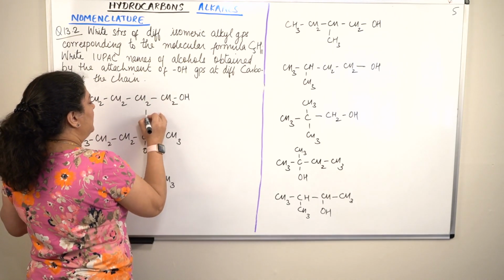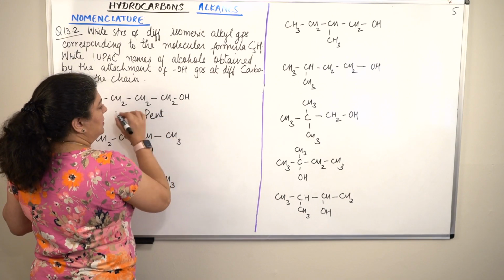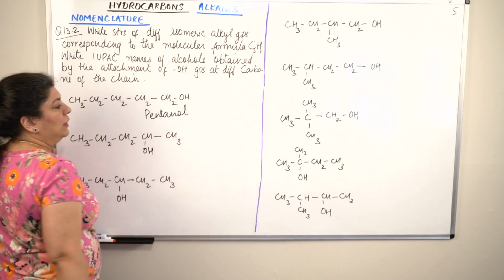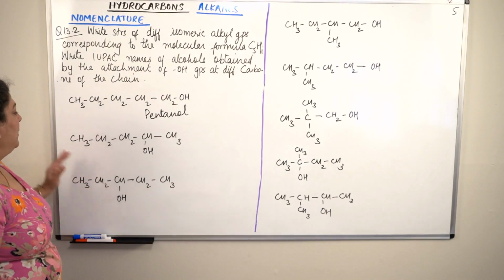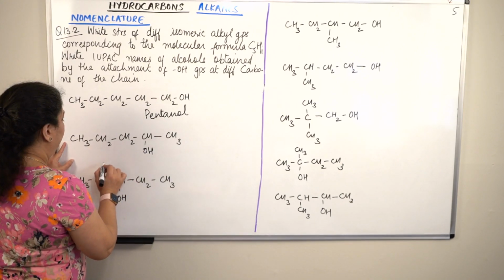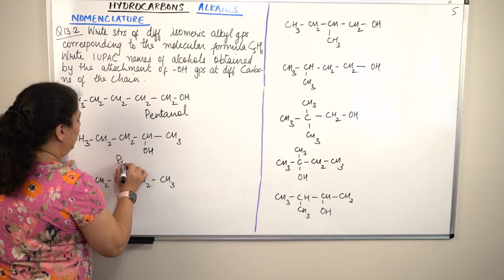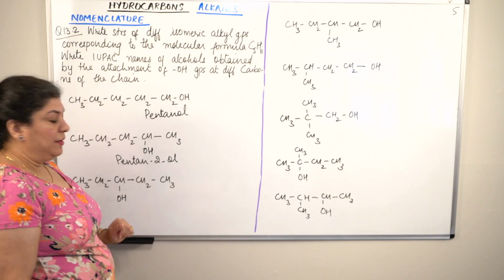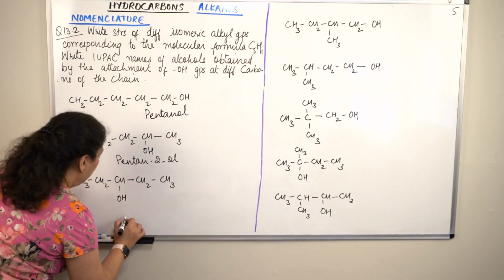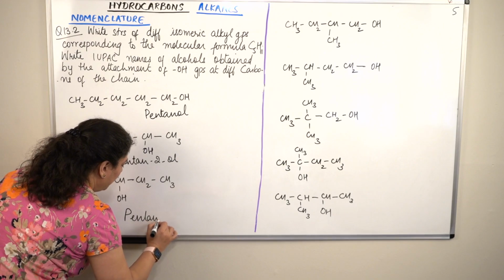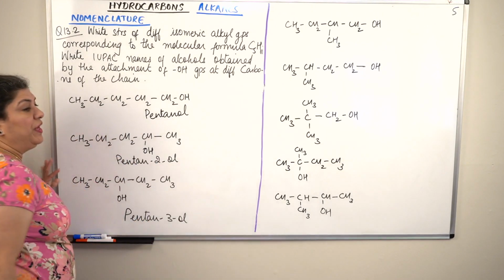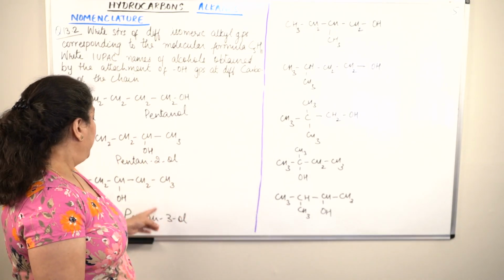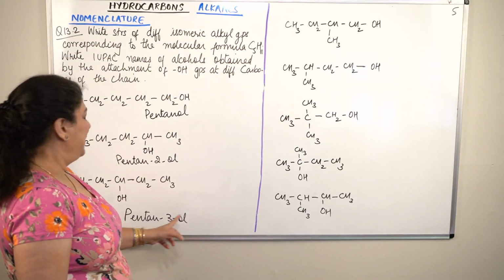So there are 5 carbons, so it is pent. It is saturated, so it is an. There is an alcoholic group, so it ends in ol. It is pentanol. This one is pentan-2-ol, the ol is at the second carbon. This would be pentan-3-ol or 3-pentanol. The way we used to write it earlier was 2-pentanol, 3-pentanol.